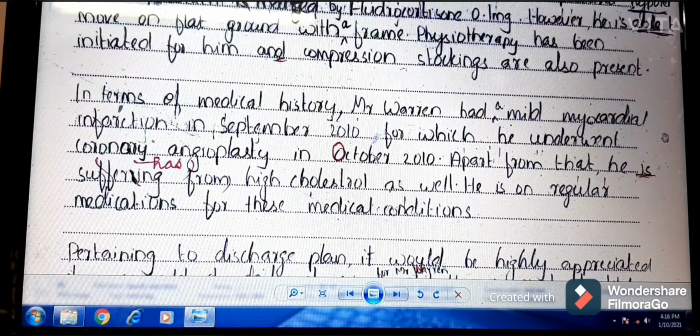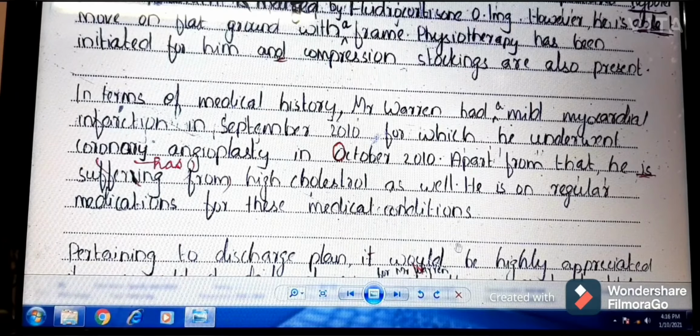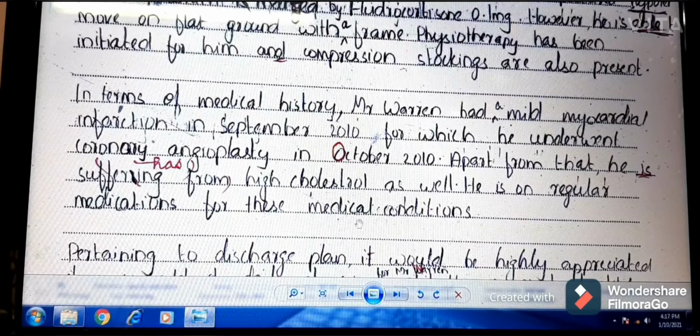Next sentence: he is on regular medications for these medical conditions. That's correct. Some candidates may write, he is on regular medications for these medical condition. No. "For these medical condition" is not correct. "For these medical conditions", this is plural. So "for these medical conditions" is correct. A letter should be that perfect in grammar. That's what I would like to say about this.